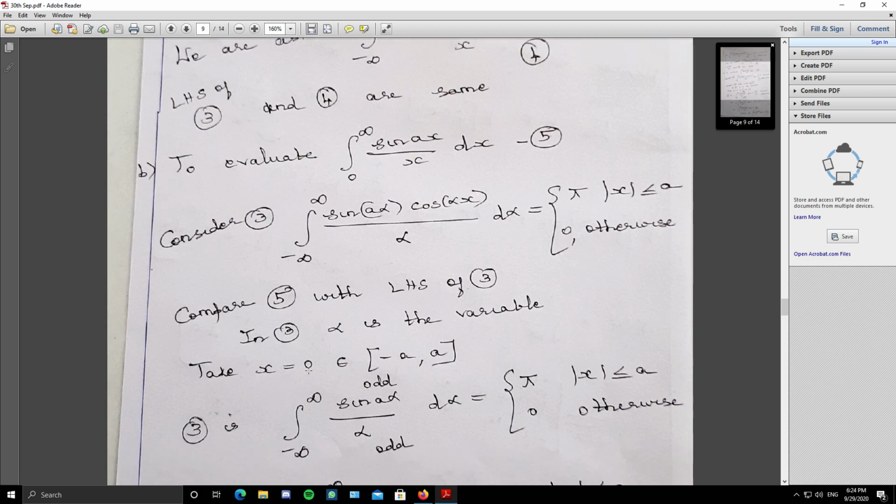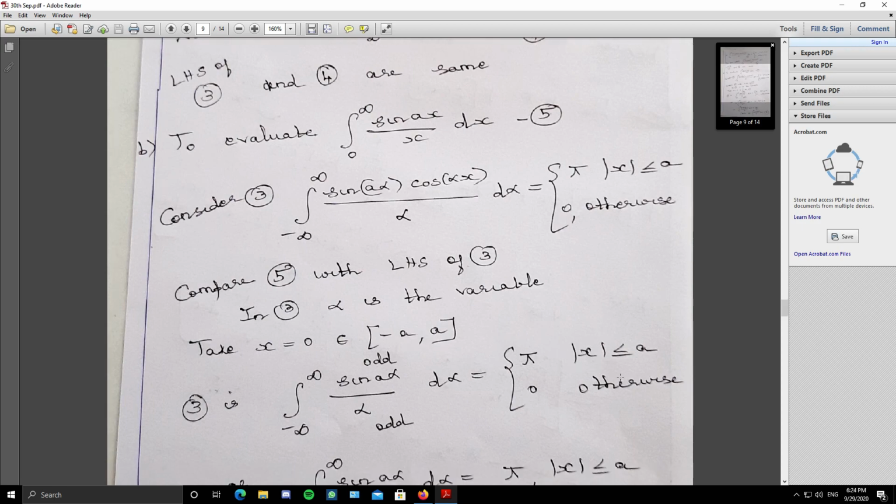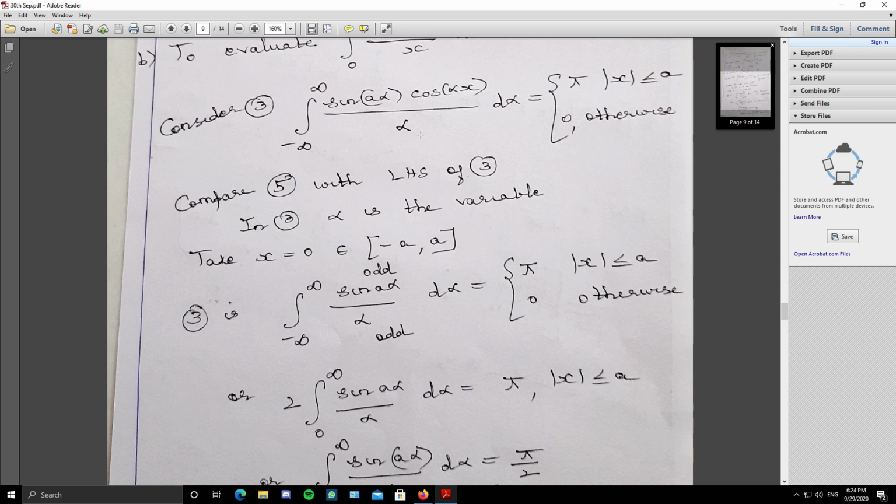So I am taking x as 0. X equals 0 belongs to the interval minus a to a, that is, mod x less than or equal to a. So take x as 0 in 3. Integral minus infinity to infinity sin a alpha by alpha d alpha equals pi when mod x is less than or equal to a, 0 otherwise. If you take x as 0, cos 0 is 1.